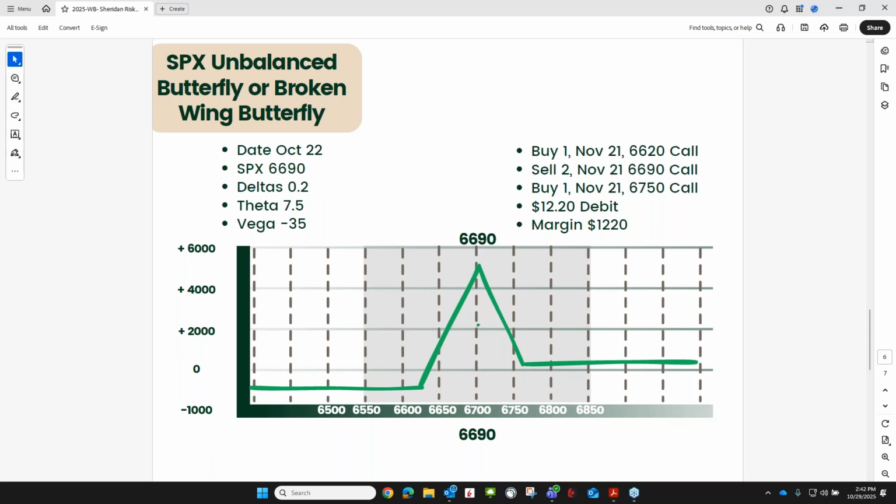I don't know, what was the question again? I don't know if I got to that point. I was giving more of a preface of that whole thing. Yeah, it was just whether a butterfly or reverse butterfly, whether it's balanced or broken, would be something recommended or something that could be used for 0 days to expiration.